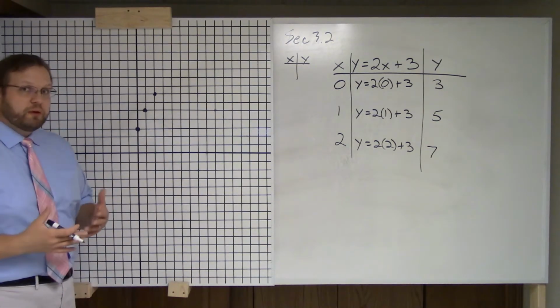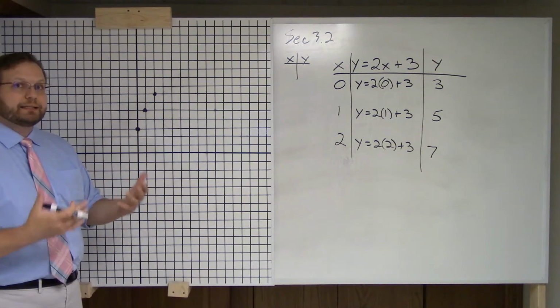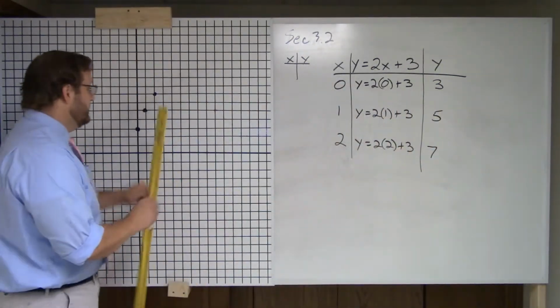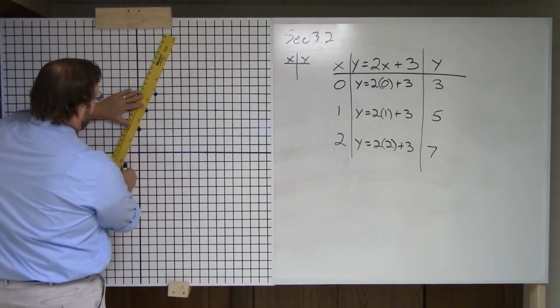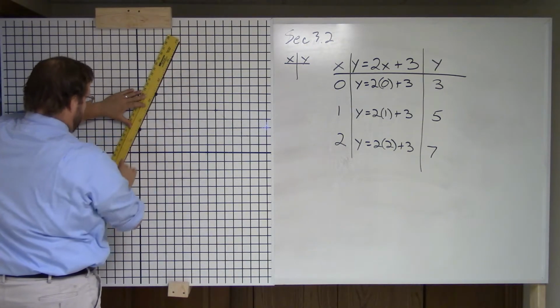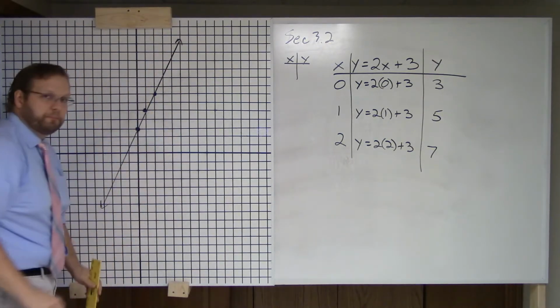And there I have 3 points that form a nice straight line. I connect the dots and I'm good to go. Always use a straight edge when you're doing these graphs. And there we go. Okay.